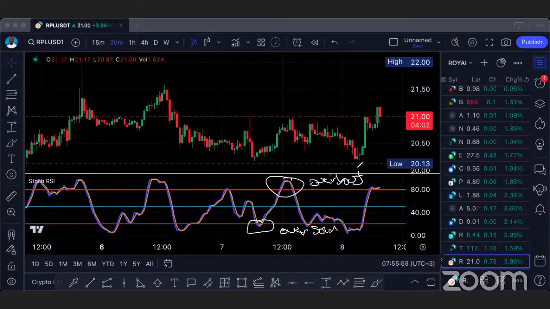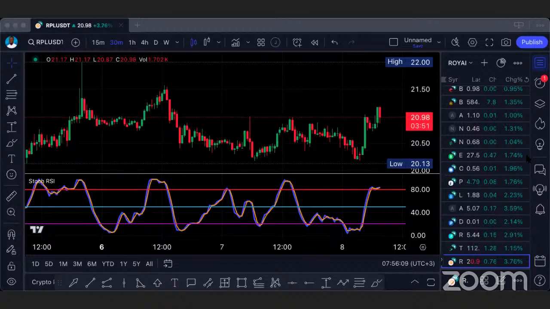I have a question. The coin that is seated on your screen, is it in the overbought area or is it in the oversold area? Some answers in the chat. Beautiful. Thank you so much.